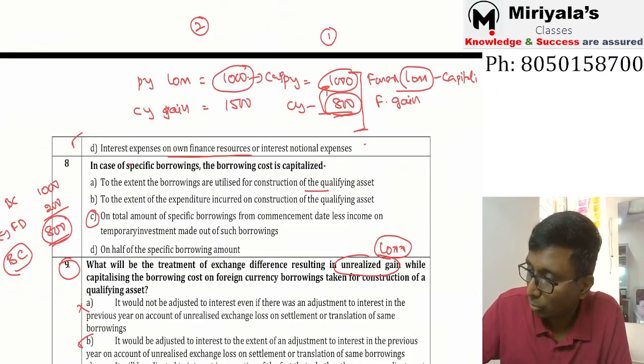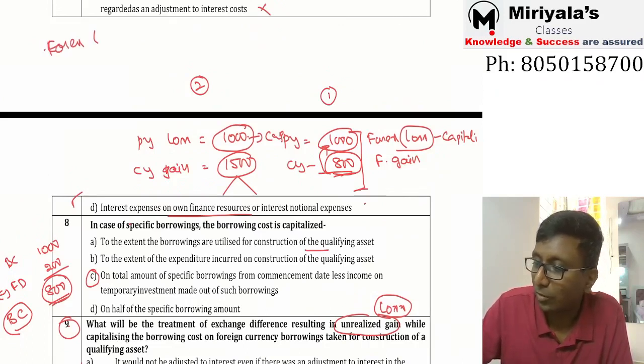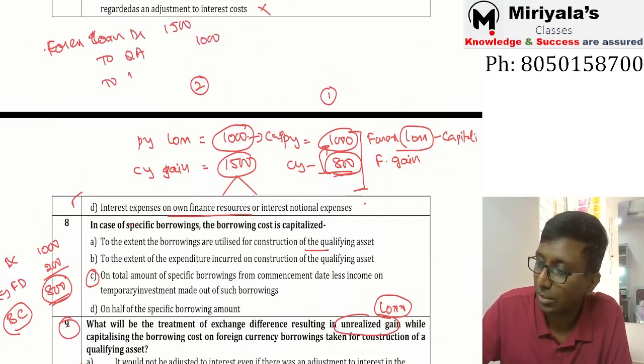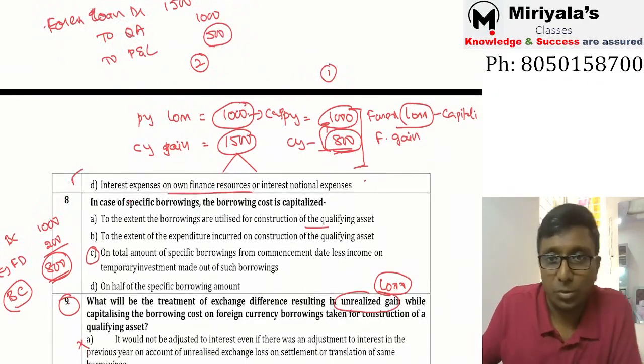So what are you supposed to do? Out of 1,500 rupees, correct now, what are you supposed to do? You should pass a journal entry. Loan you got a gain means what? Loan amount is reducing. Correct now. So that means obviously forex loan account debit 1,500 rupees to a qualifying asset. Qualifying asset to the extent of 1,000 you are supposed to reduce it. So then forex gain, that is going to be profit and loss, 500 rupees is going to be transferred.